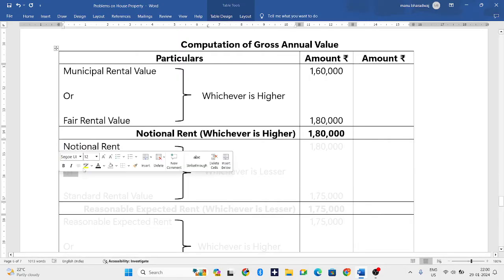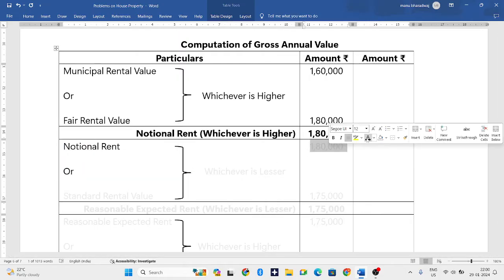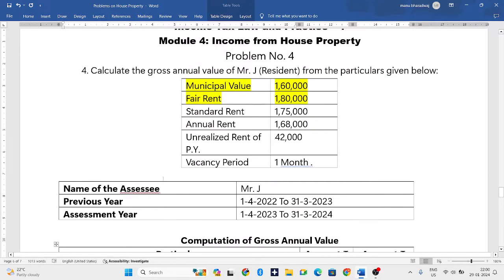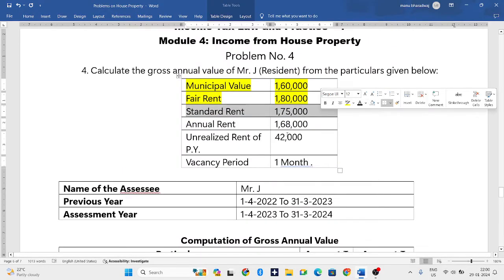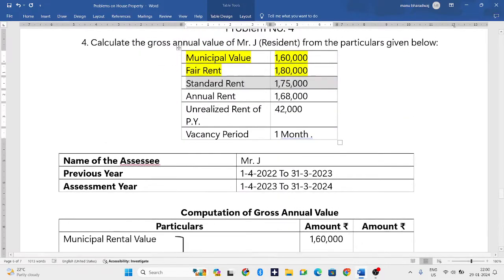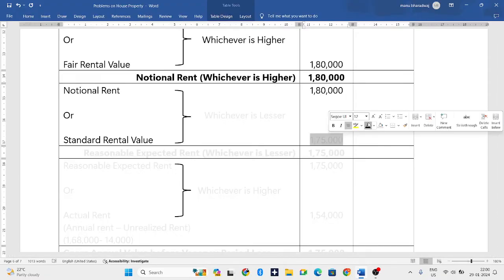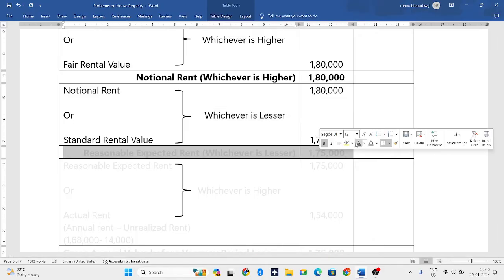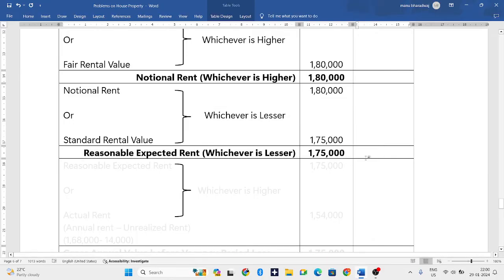Now this notional rent, 1,80,000, will be compared with standard rental value. The standard rental value is 1,75,000. So I'll write that 1,75,000 here. Out of these two, whichever is lesser, we consider as reasonable expected rent. So here the reasonable expected rent is 1,75,000 because it is lesser than 1,80,000.